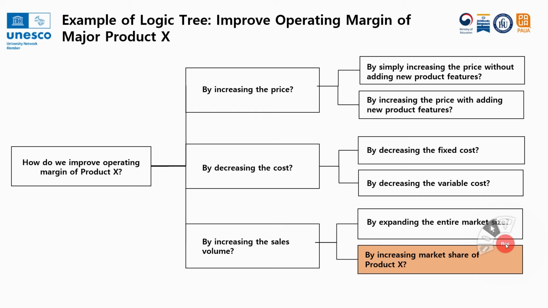But in case the market size is not increasing and is maturing, or actually declining, one of the ways of increasing the sales volume is increasing our market share and taking market share from the competitors. So in this case, the size of the entire market is identical, but we may try to increase our market share from 20% to 50%. By doing that, we can increase the sales volume, and in the end, we will improve the operating margin of the product X.